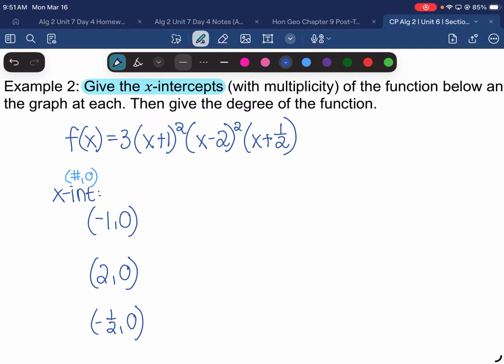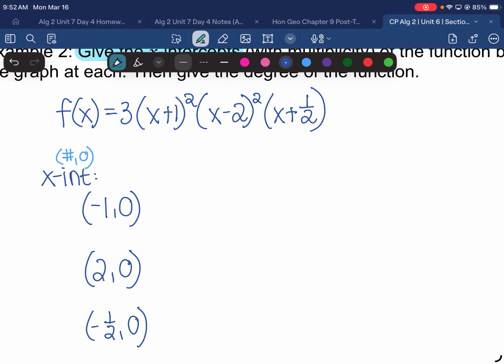Because then that's going to tell me what happens at each of those points. Now, you were using the graph to tell whether it was even or odd and then figuring out what it was. But now since you don't have the graph, you just have to look at the degree of each factor. So what's the degree of x plus 1? You see an exponent of 2, okay? So that's the multiplicity. Multiplicity of 2.